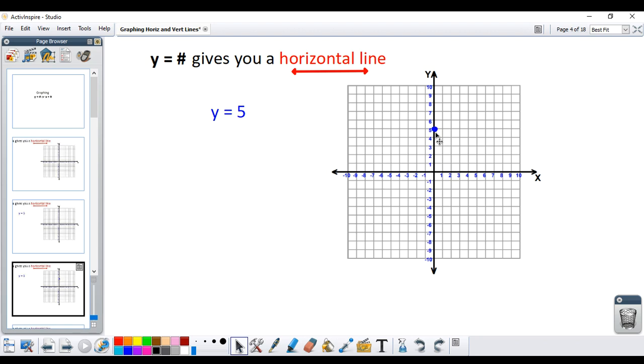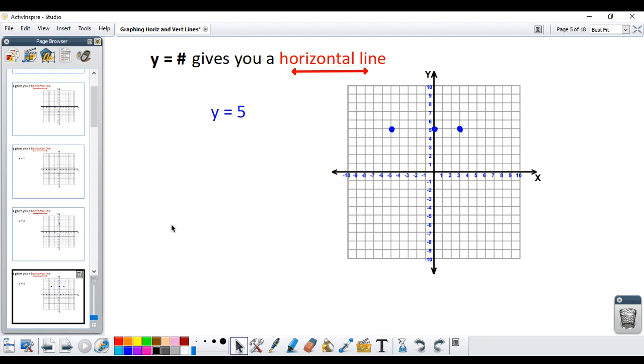If I move over to the left, let's say 3 spaces, y is still 5 here. If I move to the right 7 spaces, y is still 5 here as well. So I need to include a couple more points where y is equal to 5, and then I'm going to draw my line going through every single point where y would be equal to 5.